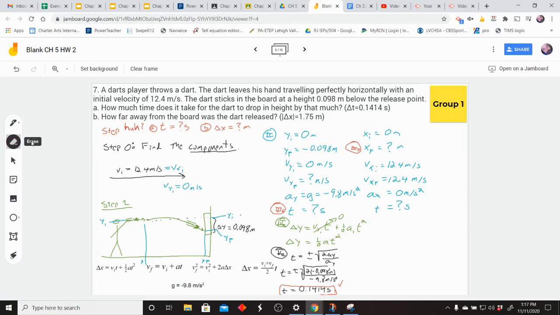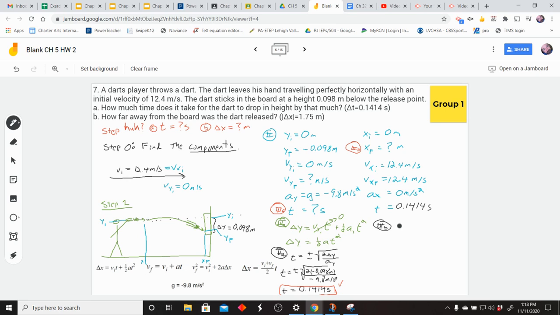So what that also means is over here on the right side, t is no longer question mark seconds. We just figured out what t was. T is actually 0.1414 seconds. So that's no longer a question mark. We now know what that number is. So which color do I want to go to? I'll stick with black. Okay, so step 4 on the x side, so I'm calling this step 4b.